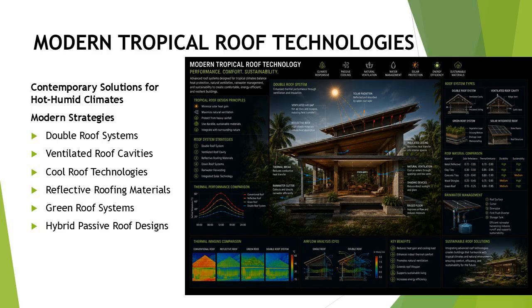Another example is ventilated roof cavities. By allowing air to circulate beneath roofing materials, heat buildup is reduced. Reflective roofing systems are also increasingly common. These materials reflect solar radiation rather than absorbing it. The result is lower roof temperatures and reduced cooling demand. Modern technology should not replace environmental wisdom. Instead, it should enhance it.